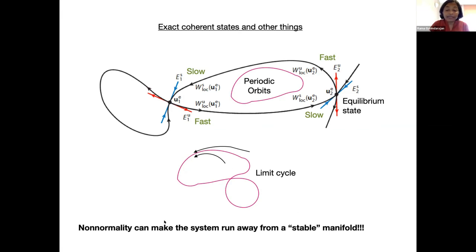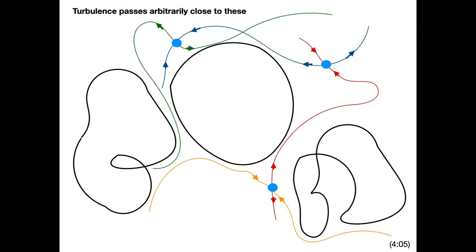And non-normality does a lot, like we discussed, and sometimes it makes a system even run away from a so-called stable manifold.